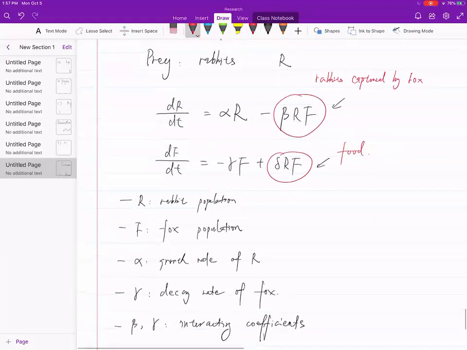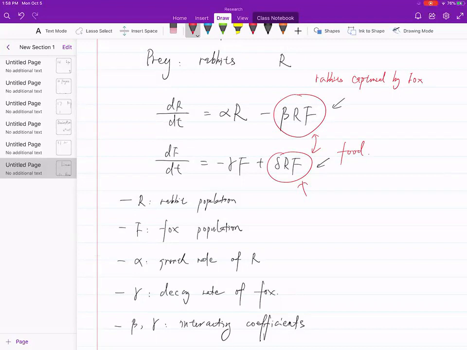Second, why aren't these two terms the same? Because clearly this is how much rabbit dies by being captured by the fox, and this is how much the fox consumes by capturing the rabbit. These two terms should be the same.